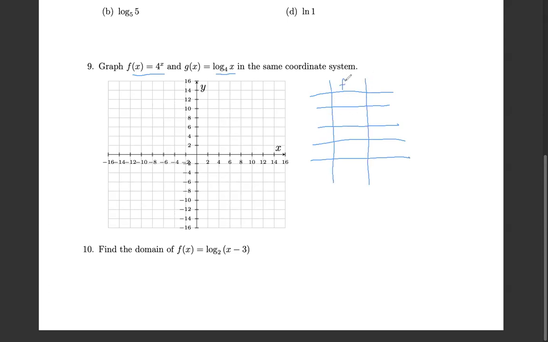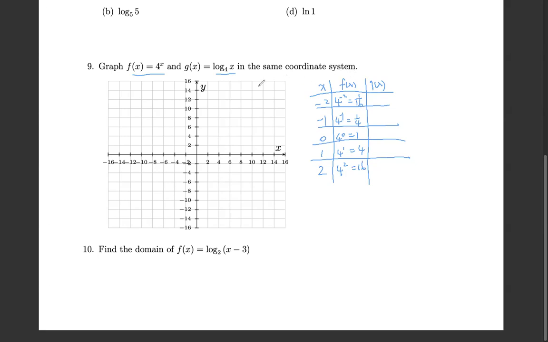So let's say this is f, that's g. Let's give negative 2, negative 1, 0, 1, and 2. f is 4 raised to x, so 4 raised to negative 2 is 1 over 4 squared, 1 over 16. 4 raised to negative 1 is 1/4. 4 raised to 0 is 1. 4 raised to 1 is 4. 4 raised to 2 is 16.